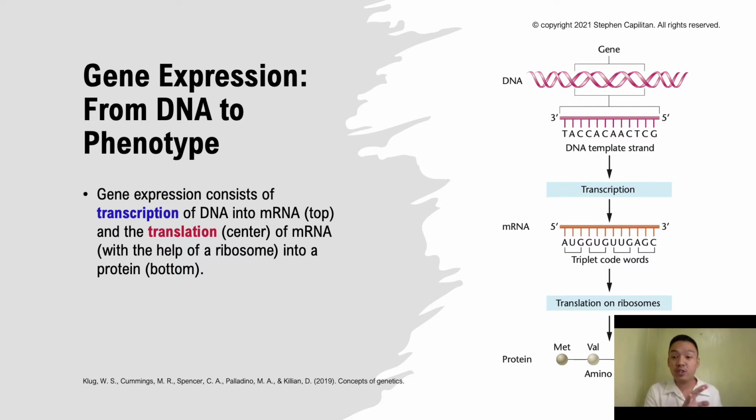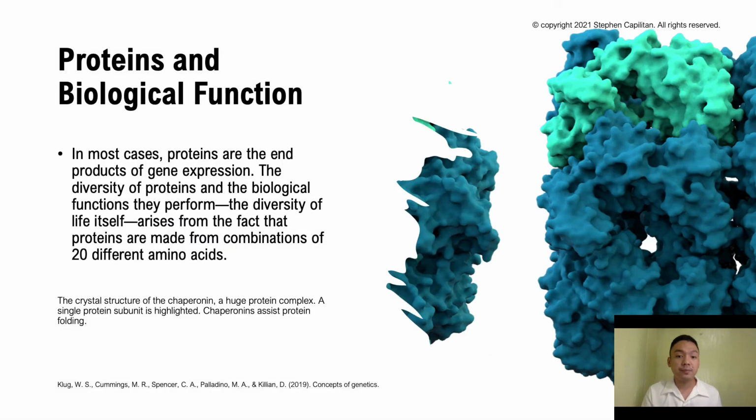Another discovery was gene expression, from DNA to phenotype, which involves different processes. It undergoes replication, transcription from DNA to mRNA, and translation of mRNA into a series of amino acids, which you call polypeptides or proteins. We can see it here in this diagram. Proteins carry out all biological function. In most cases, proteins are the end products of gene expression.